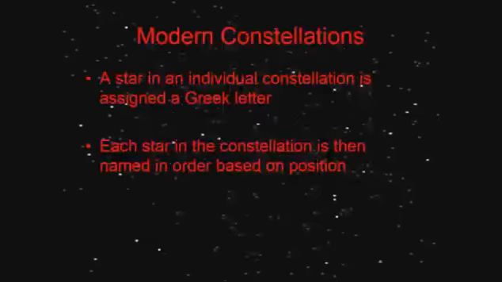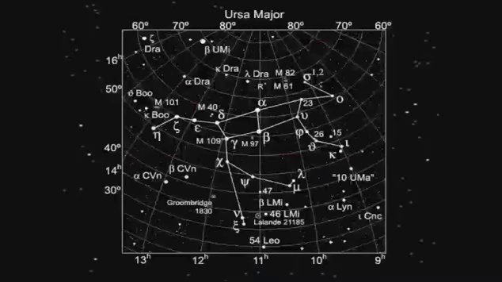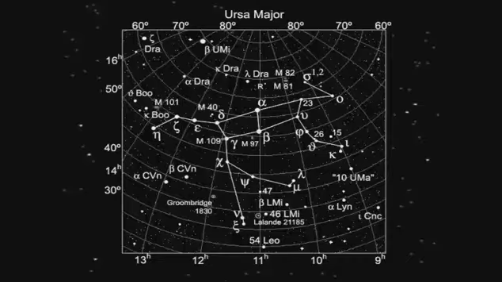So a star in an individual constellation is assigned a Greek letter. So you would have, say, Alpha Orionis for the lead star in Orion, and each star in the constellation is then named by position. So here's Ursa Major. Here's your Big Dipper, and you can see Alpha, Beta, Gamma, Delta, Epsilon, and then all these stars are variously named. These M's, these are galaxies. This is the Messier number. This is a galaxy classification system.